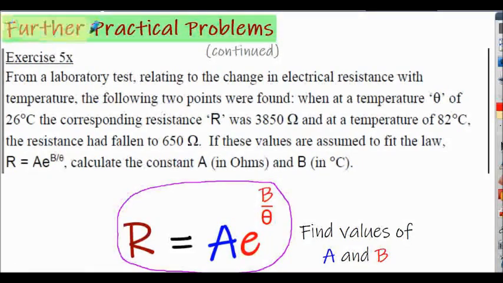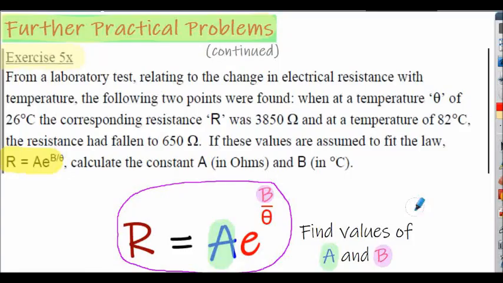I've also included one further practical problem stated as exercise 5x here. This is actually an extract from our previous presentation related to logarithms and exponential functions. Reading the question we'll still be able to generate two simultaneous equations, but now they'll be in the form of r is equal to a multiplied by e to the power of b divided by theta, shown enlarged here at the bottom of the slide. So solving our simultaneous equations, we will need to find the value of constant capital A here, and also the value of b in the exponent here.